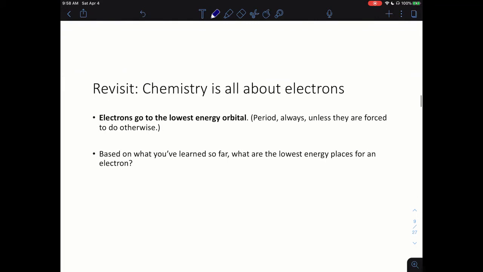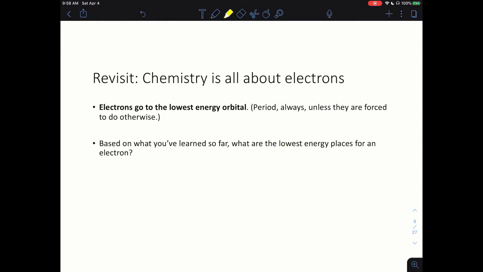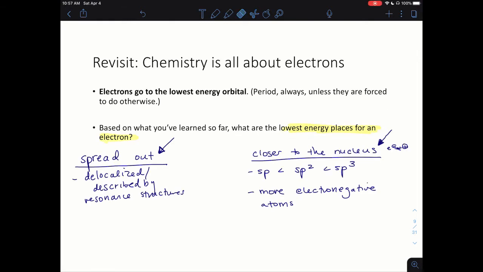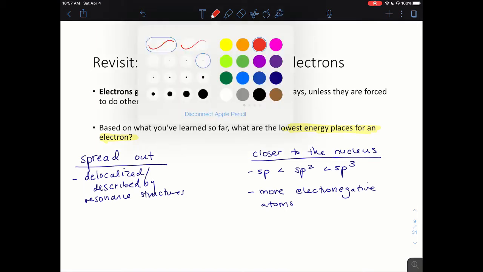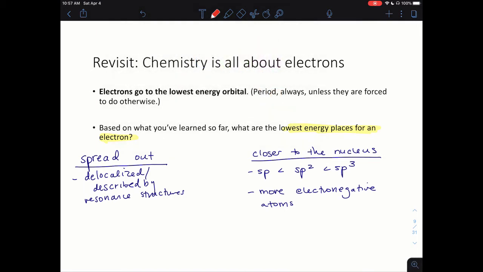So as we start this discussion, I want to revisit this idea about chemistry being all about electrons. So before you move on, please, for the 50 millionth time, list for me the lowest energy places for an electron to be. Well, you may have had various answers to this question, but I want to keep us focused on what's most important for our discussion today. So the lowest energy places for an electron are those that are closer to the nucleus.